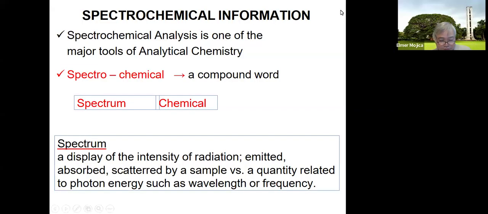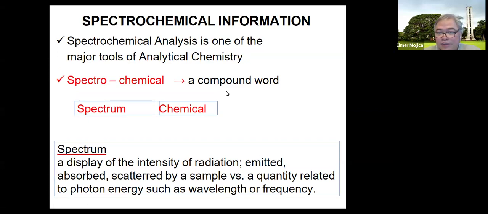That Ingle book is the Bible of spectroscopy or spectrochemical methods. So if Bard, who just passed away, is the Bible in electroanalytical chemistry, then Ingle, okay, is the one that we could say is an authority with respect to spectrochemical analysis.